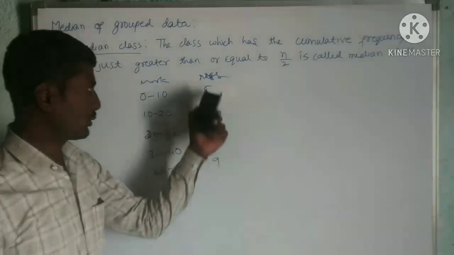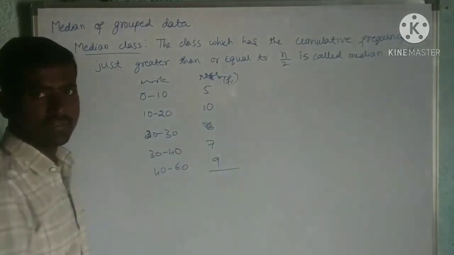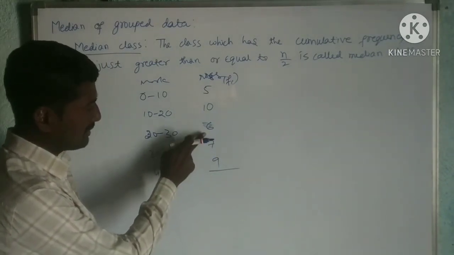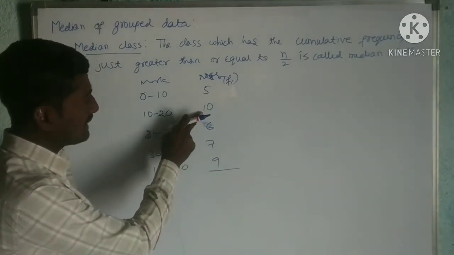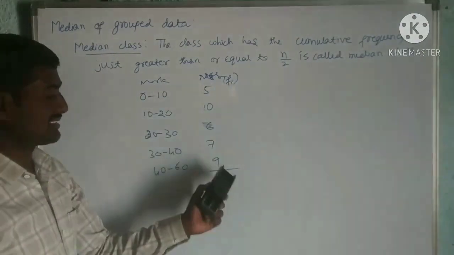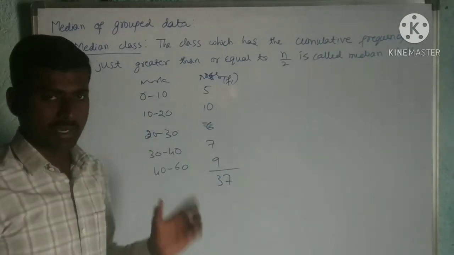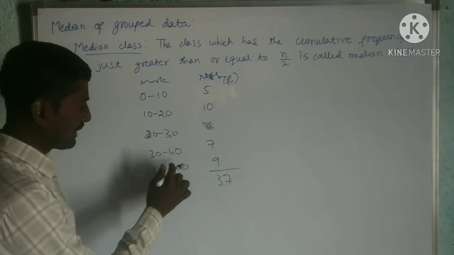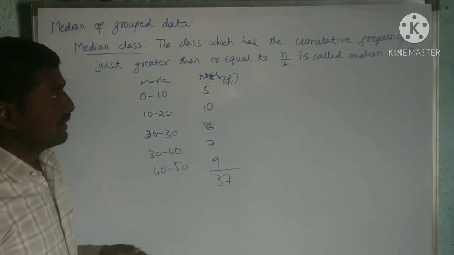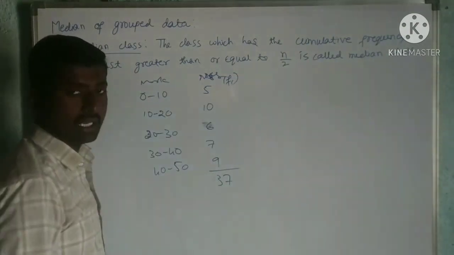So total number of students, how many are there? This will become the frequency f. 9 plus 7 is 16, 22, 32, 37. Total number of students in the class is 37. They have conducted an exam for 50 marks only. Now, for the cumulative frequency, for these two columns, I will write one more column.